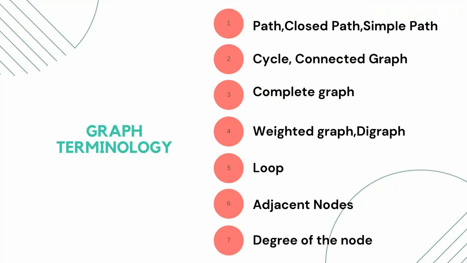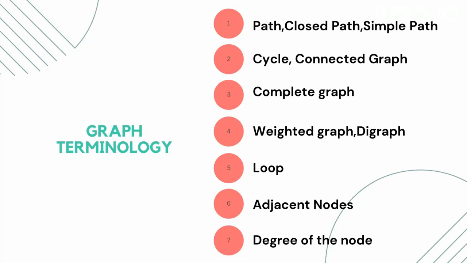The next one is a complete graph. It is one in which every node is connected with all other nodes. A complete graph contains n(n-1)/2 edges, where n is the number of nodes in the graph. Then the weighted graph, in which each edge is assigned some data such as length or weight. The weight of an edge E can be given as W(E), which must be a positive value indicating the cost of traversing the edge.